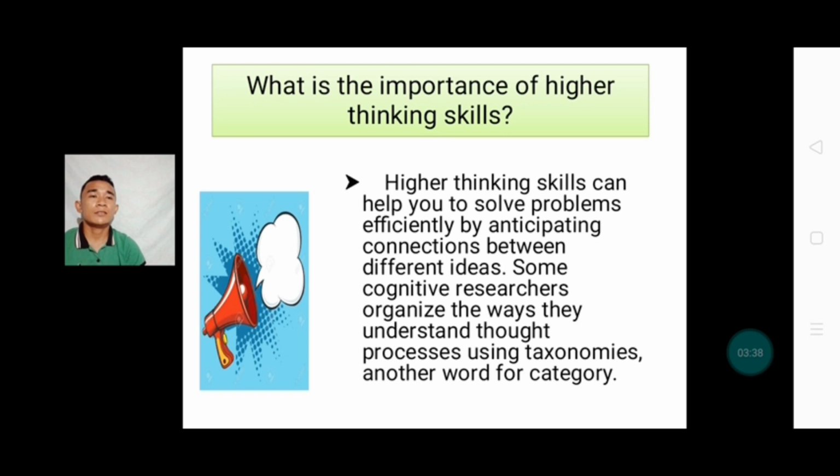What is the importance of higher thinking skills? Higher thinking skills can help you to solve problems efficiently by anticipating connections between different ideas. Some cognitive researchers organize the ways they understand thought processes using taxonomies and other words for category.